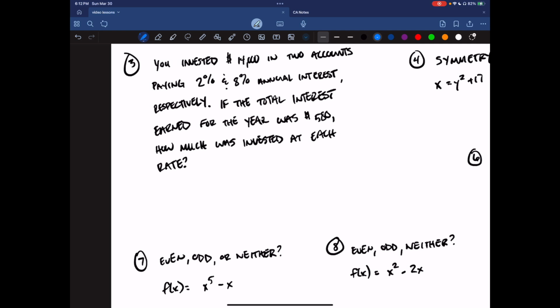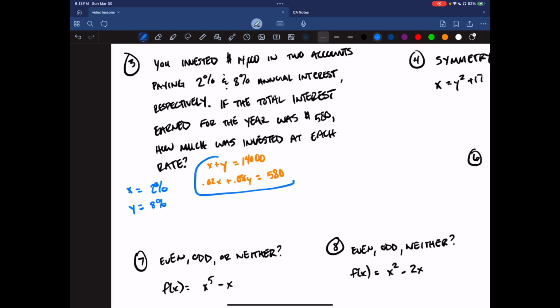Well, here you need to let x be something and y be something. So let's let x be the 2% account and y be the 8%. If that's the case, it's going to be x plus y. These are the amounts. x plus y is 14,000. And then I put so much in the 2%, and you have to change it to a decimal, and then so much in the 8%. And my total interest for the year was 580. Okay, so that's my equation.